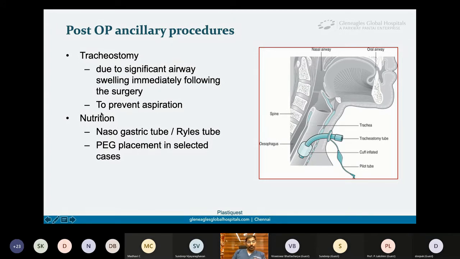Another important point is nutrition. This patient will not be able to take anything by mouth for a minimum of 2 to 3 weeks. So a nasogastric tube or Ryle's tube should be placed in situ. For a patient with a long duration of aspiration, sometimes even a PICC placement will be required.